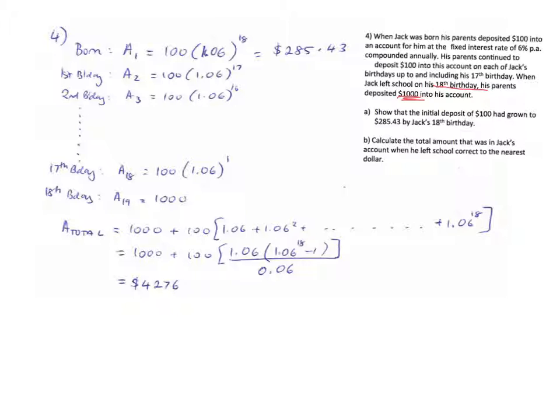Then you can just put that in your calculator, and you can see that that's the amount that Jack is going to get in his account on his 18th birthday. And that was it.